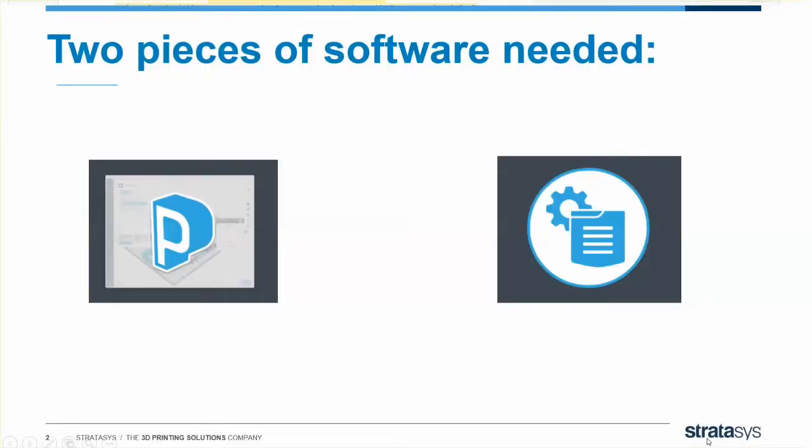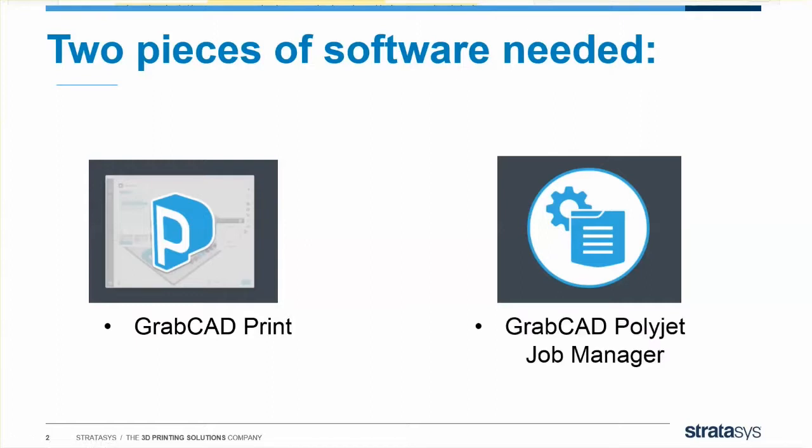You're going to need two pieces of software to make this work. GrabCAD Print, where the engineer arranges parts on a tray and creates new jobs. And the GrabCAD PolyJet Job Manager, which lets the printer receive jobs from GrabCAD Print. You can think of the Job Manager as a middleman between GrabCAD Print and the machine level software.